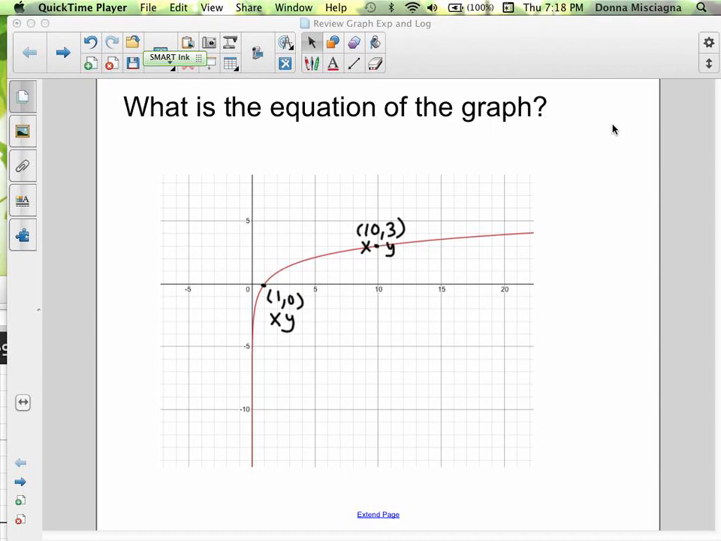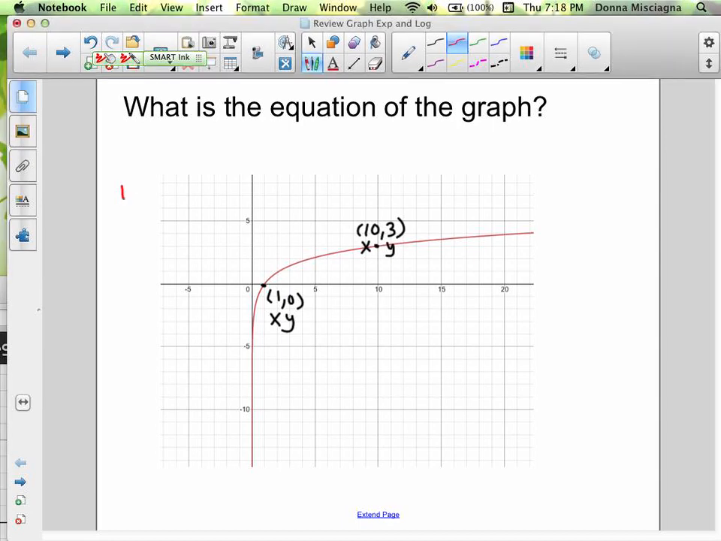Here's our first one. What's the equation of the graph? We have 2 points here. We have (1, 0) and we have (10, 3). Right, so the fact that we have (1, 0) means the graph is not shifted. It could be stretched, because that won't change the point. The log function goes through (1, 0), but it's not shifted.